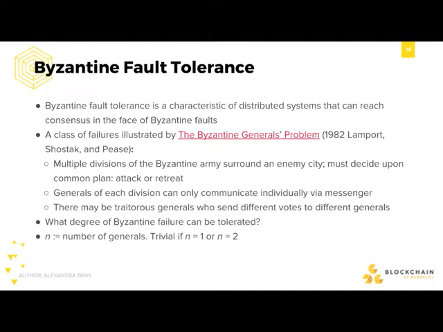N equals 2 is also trivial because if there are no traitorous generals, then they agree. If there's one traitorous general, then they can't agree.